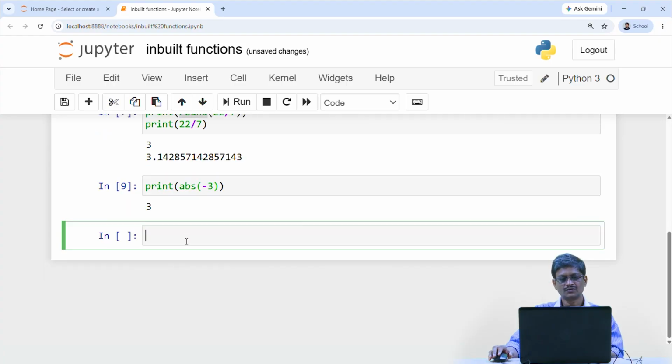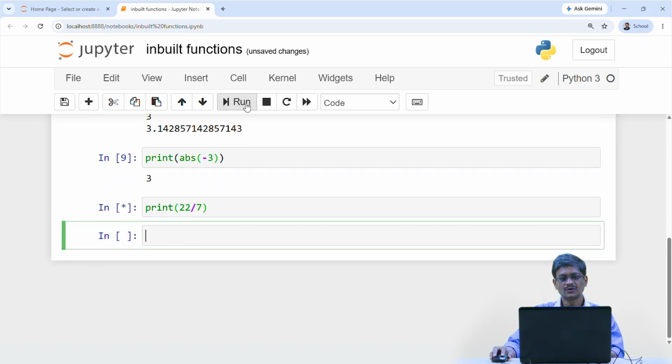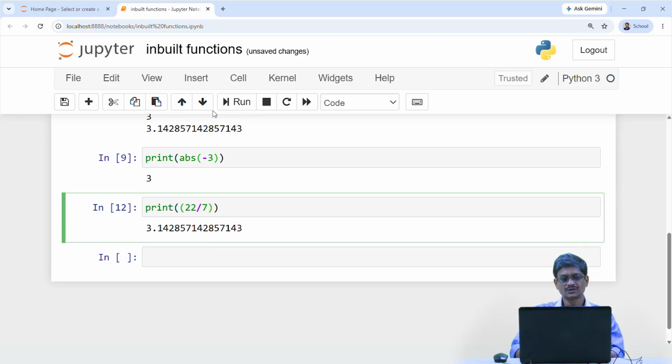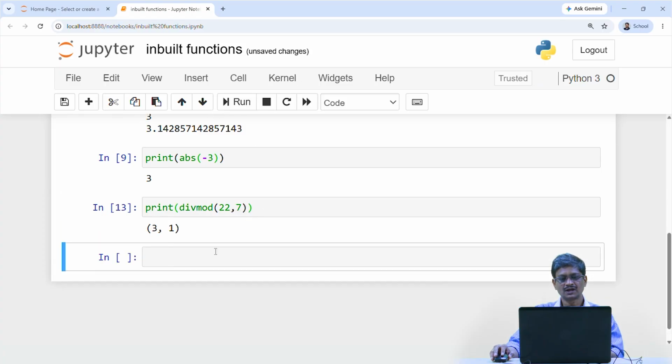There is one more function which is called division modulus. Let us try this. I'm just writing print. If I go with 22 by 7, I'm going to get the output as 3.14. But in place of 22 by 7, now I'm going to use division modulus. I'll simply say divmod, and in place of the slash, now we have a comma. If you execute this, I'm going to get the division and modulus as 3 and 1.